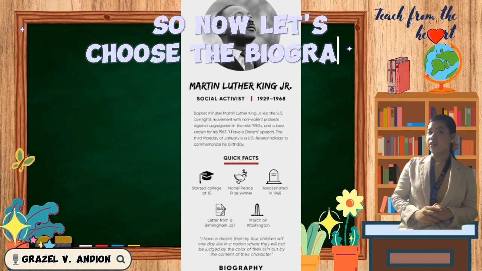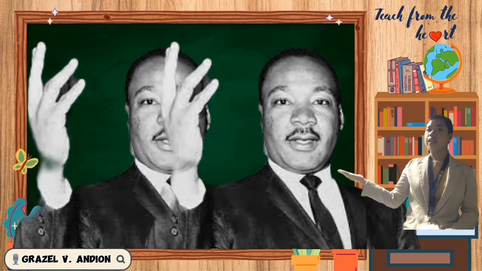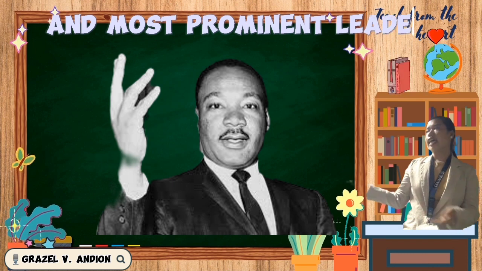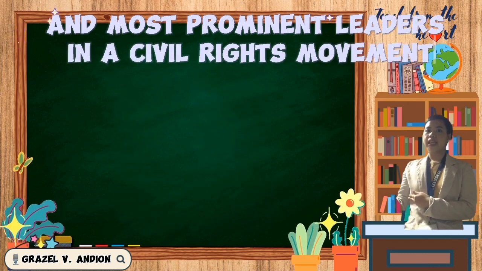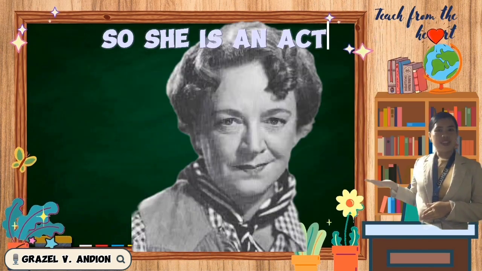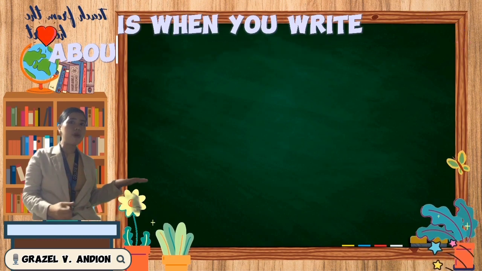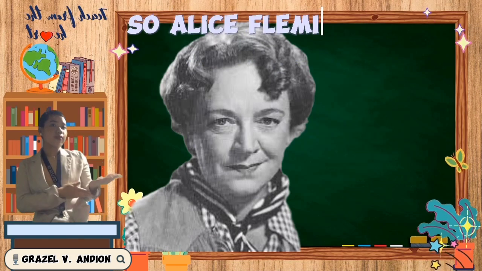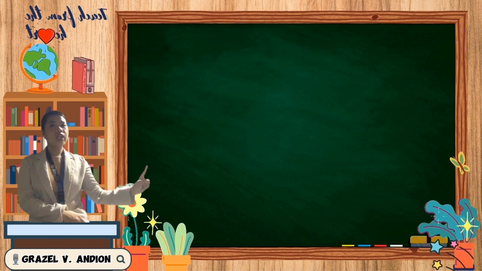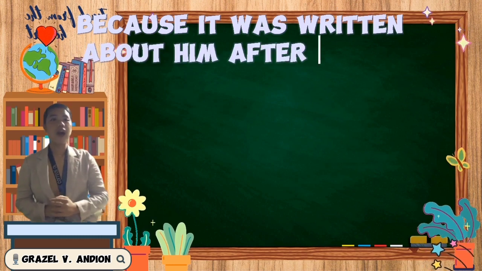So now let's choose the biography. So we have here Martin Luther King Jr. He is an American Baptist minister and activist and the most prominent leader in the civil rights movement. And that will be Alice Fleming. So she is an actress. So we know that a biography is when you write about another person's life. So Alice Fleming wrote a biography on the life of Martin Luther King Jr. So this will be a secondary source because it was written about him after he died.